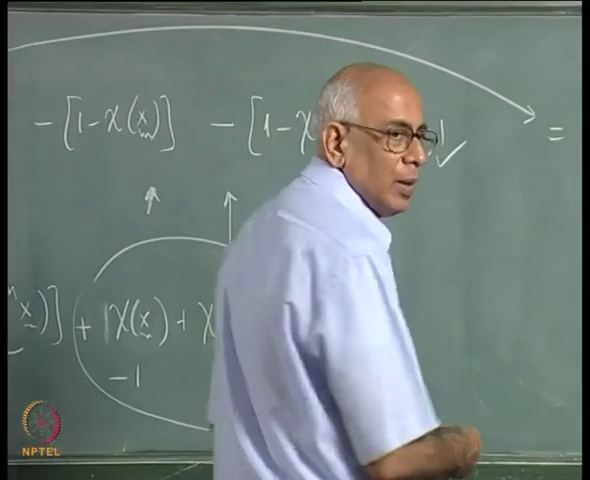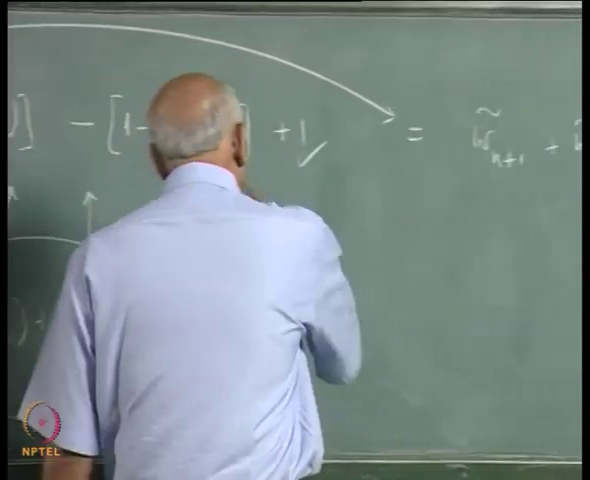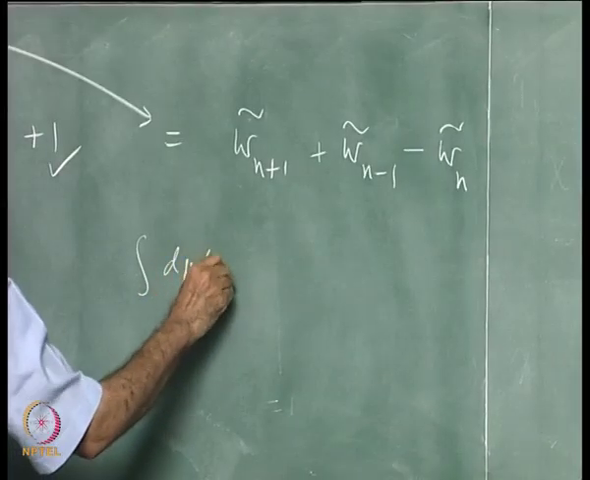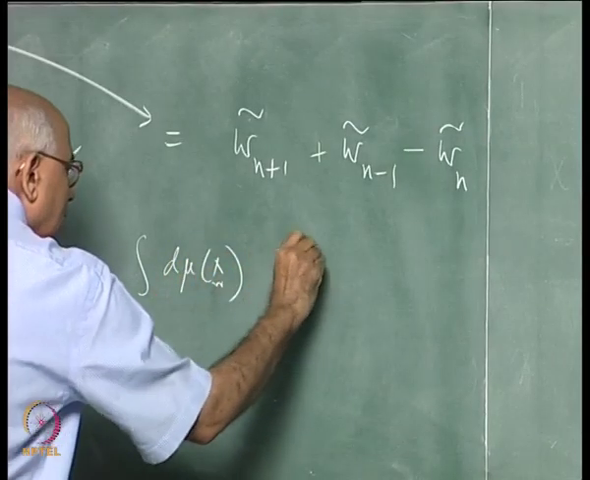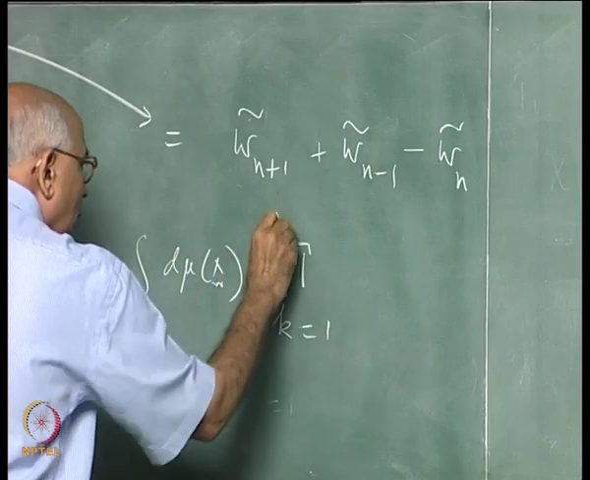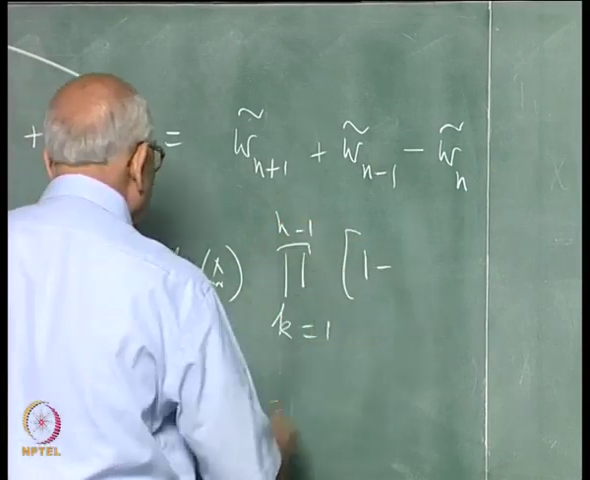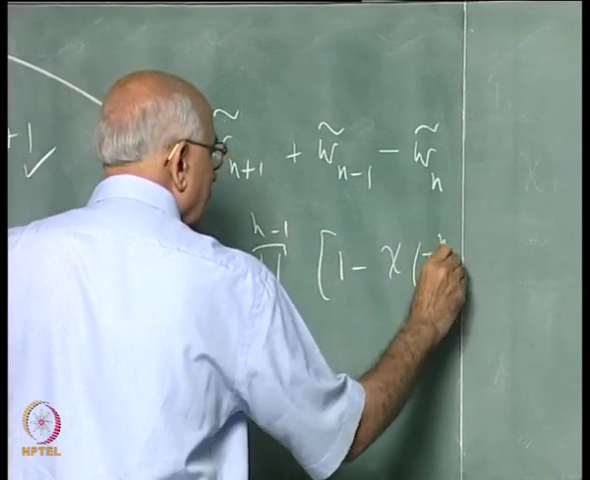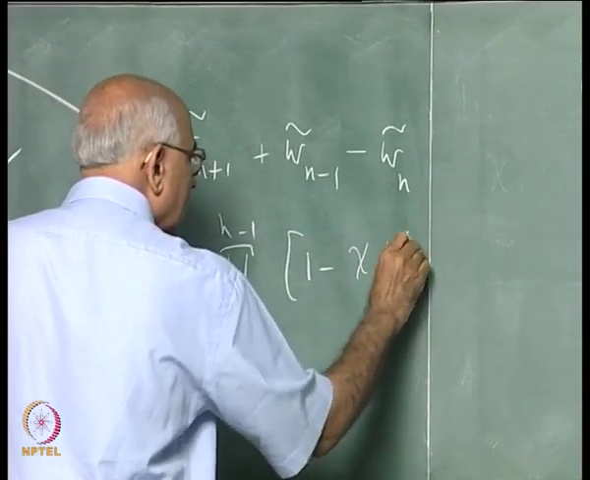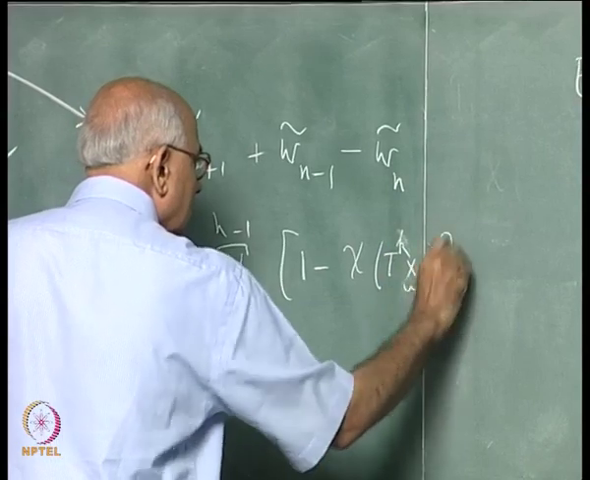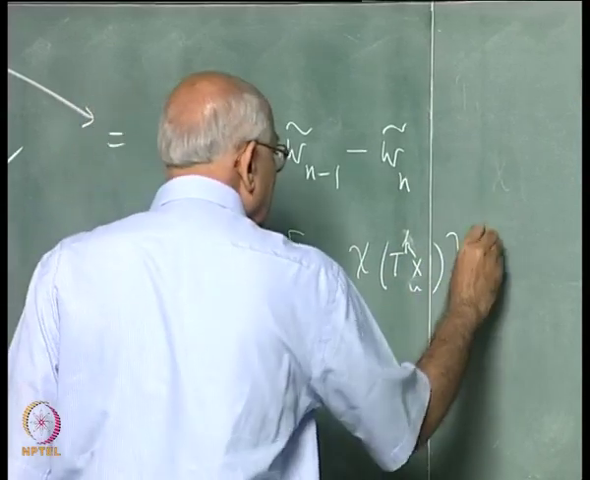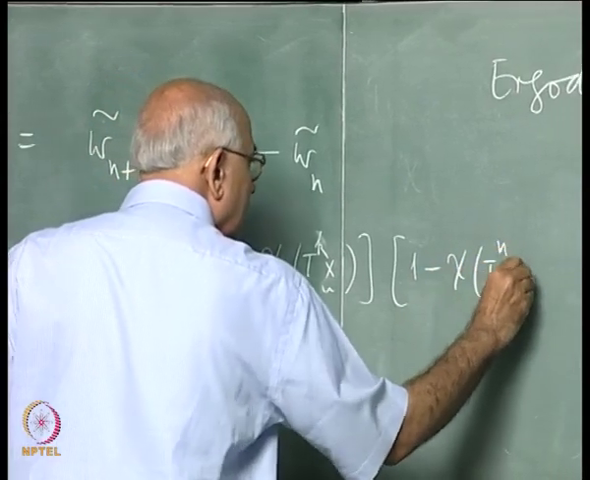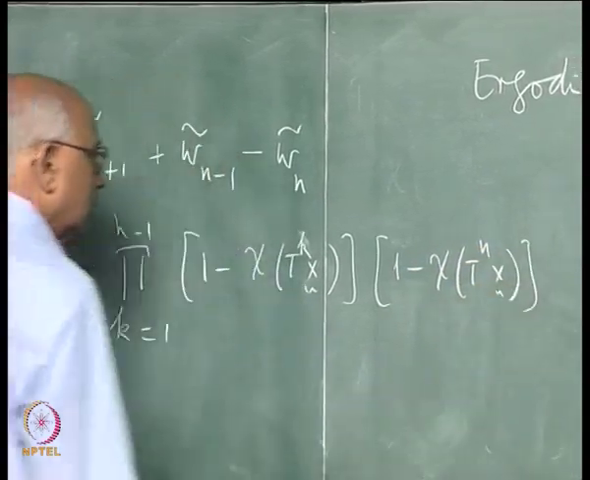Now that's where you need a little bit of subtlety, because this term here is really saying it's integral dμ(x), let's write it out, product from k equal to 1 to n minus 1, 1 minus χ of T^k x, and then it's multiplied by 1 minus χ of T^n x, it's this term.